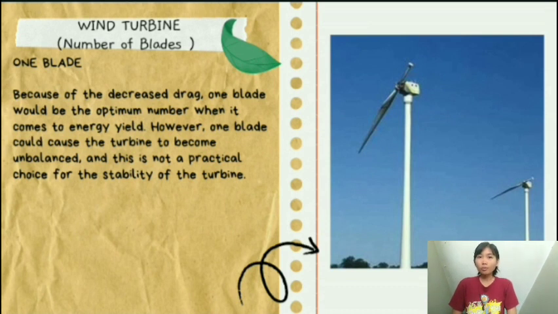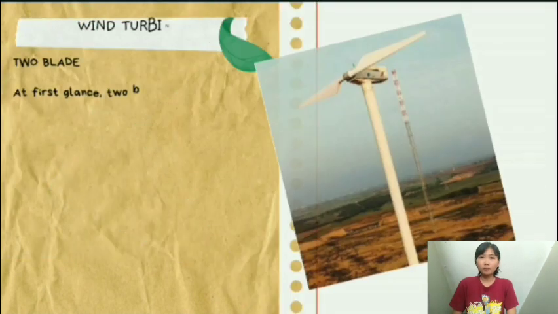However, 1 blade could cause the turbine to become unbalanced. And this is not a practical choice for the stability of the turbine. And kapag maraming unbalance, it causes too much stress in every individual part, which will cause it to burn out easily. So, hindi talaga magandang choice ang one blade because of its stability issue. So, next naman tayo sa two blade.